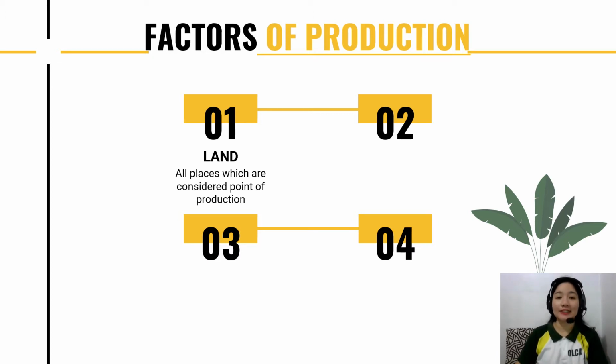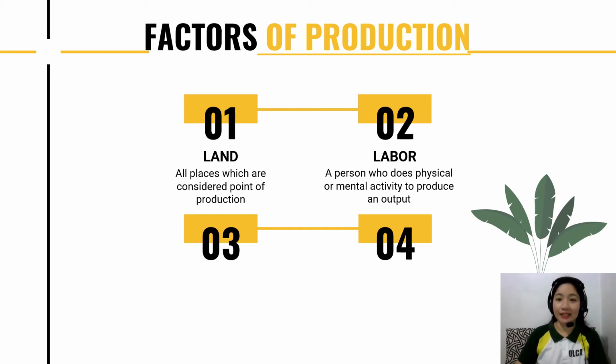So the second one is the labor. The labor refers to a person who does physical or mental activity to produce an output. So labor can be skilled or non-skilled. Skilled workers are those that have undergone training or those that have routinely performed the labor, while the non-skilled workers are those who do not undergo training or those who handle the job for the first time.